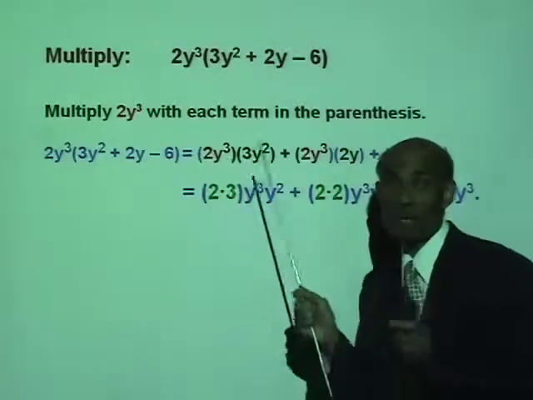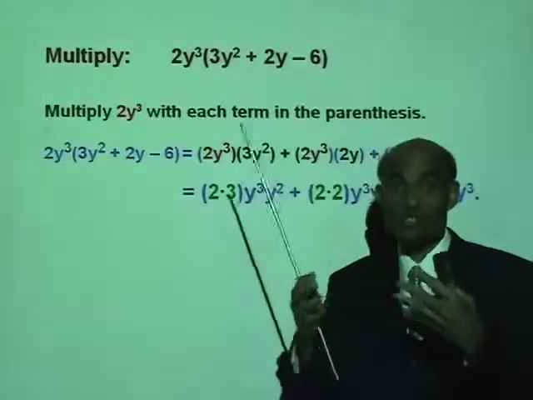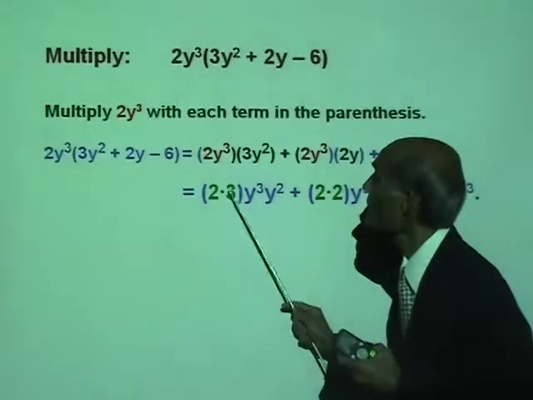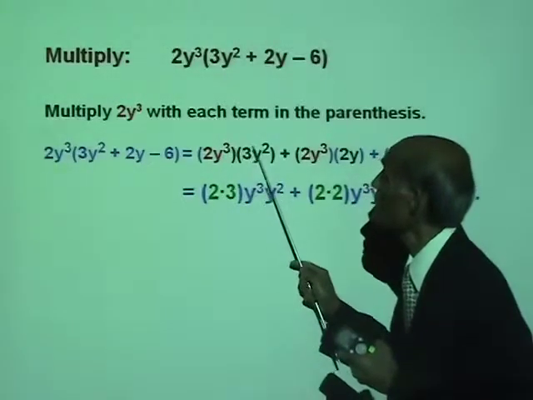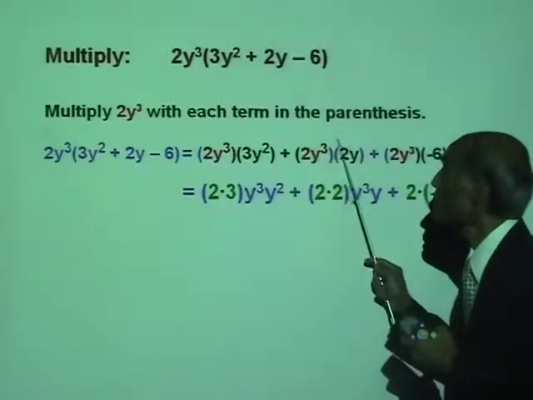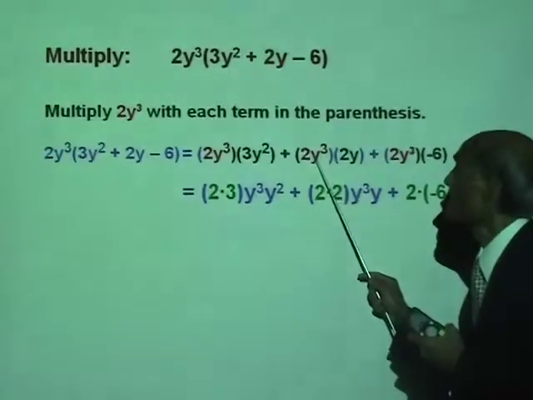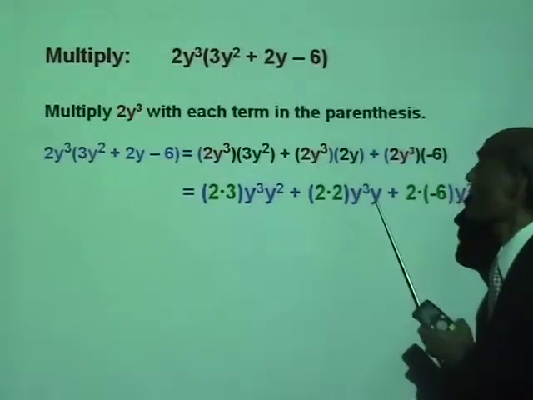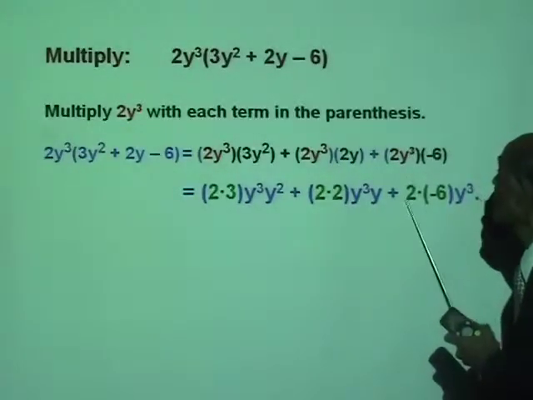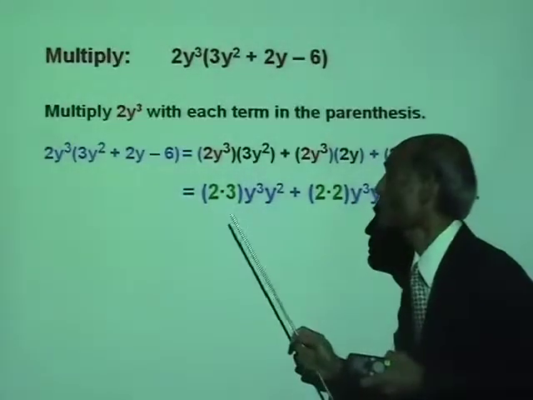In order to multiply, we again rearrange them. Use the associative property of multiplication. 2 multiplied by 3, and then y cubed multiplied by y squared, plus, in the second term, 2 multiplied by 2, and then y cubed multiplied by y, plus 2 multiplied by negative 6 times y cubed. Now what is this equal to?